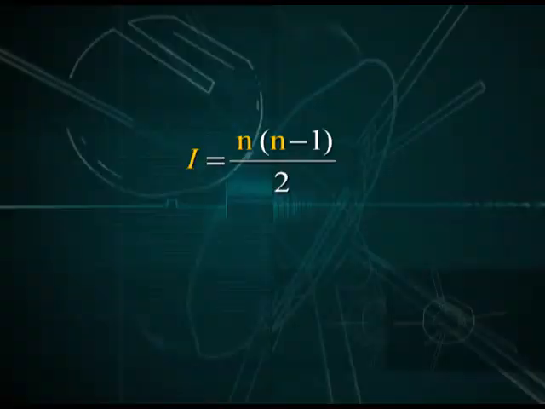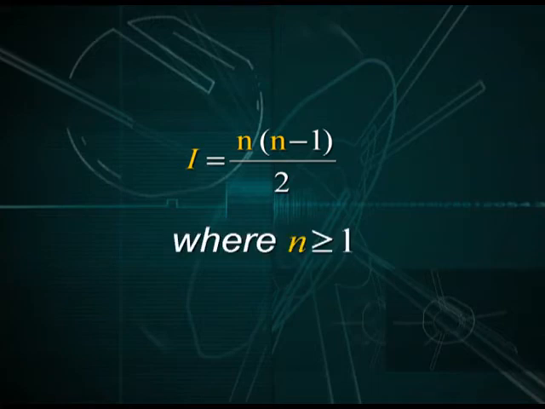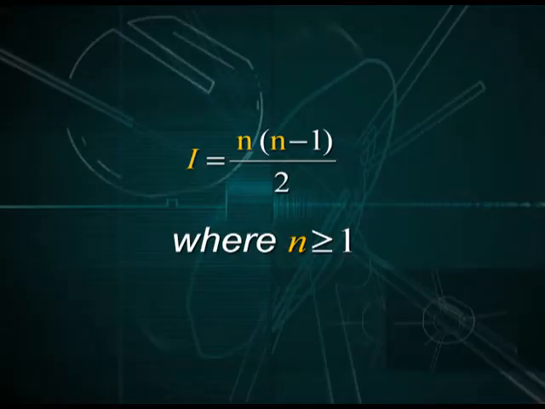Now, can you find some pattern in this? Yes. You can see I is nothing but n times (n minus 1) by 2, where n is greater than or equal to 1. So, from the experimentation, we have observed a conjecture where I is equal to n(n minus 1)/2, where n is greater than or equal to 1, n denotes the number of lines and I is the maximum number of intersection points.